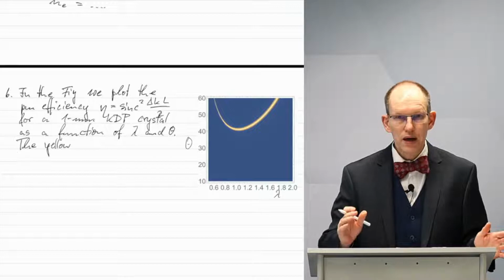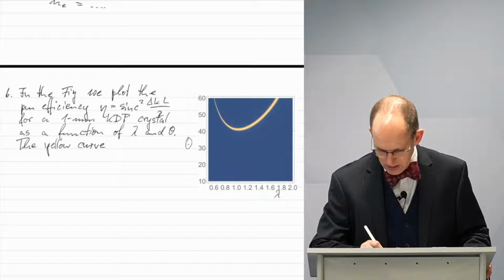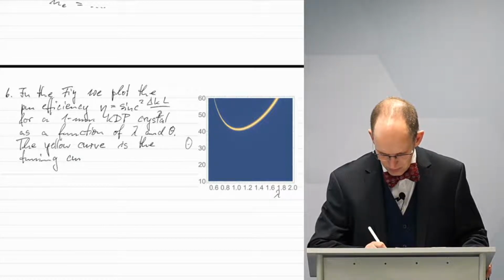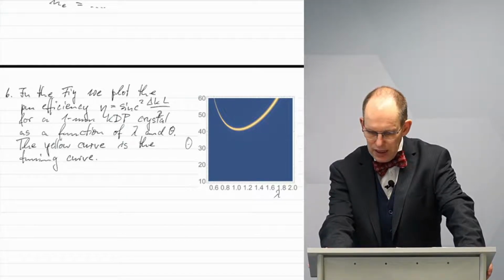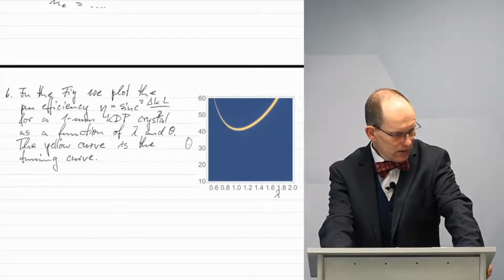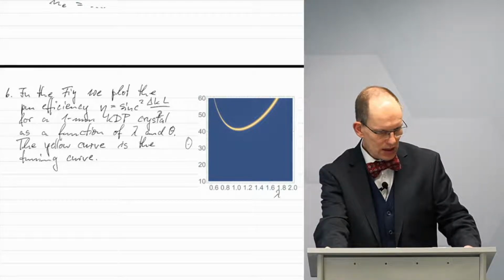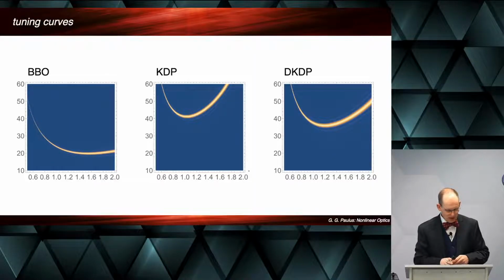So this is the curve where we have maximum efficiency, actually efficiency 1 here. Yeah, so the yellow curve is the tuning curve. So now, if somebody would ask you, well, let's see, maybe. Okay, yeah. So I shouldn't discuss this because I have another question for you. Otherwise, I would give the answer right away.